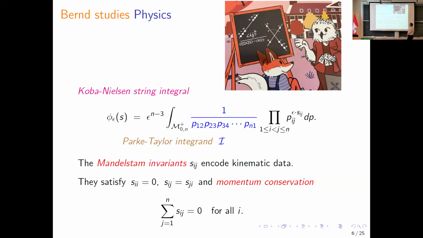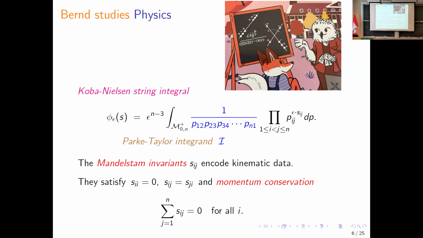Then there's the Parke-Taylor integrand, right? This is the reciprocal of P12 times P23 times cyclically around, until you loop around. Lx is already thinking about positroids, so you multiply cyclic Plücker coordinates. And then there's a Plücker monomial, an arbitrary Plücker monomial in the Pij's to some power Sij. I'll tell you what those are, raised to a further power of epsilon.